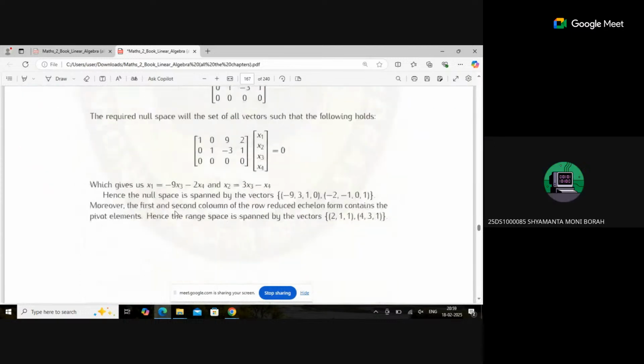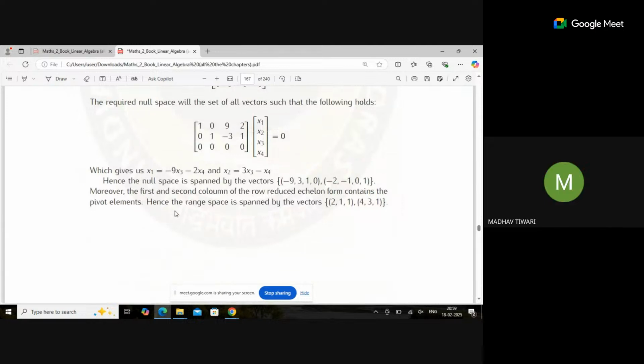Can you just go below that once? Yeah. Okay, this one I got it, sir, x1 equal to minus 9x3. But then they wrote, hence the null space is spanned by the vectors minus 9, 3, 1, 0 and 2, minus 1, 0, on where. Okay, I'm explaining it, I will explain.